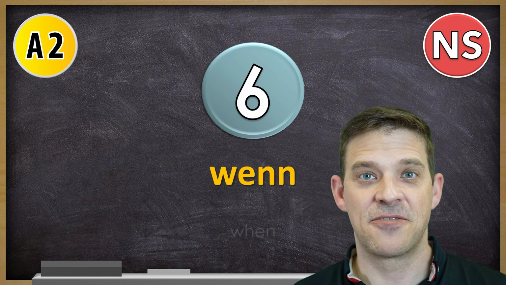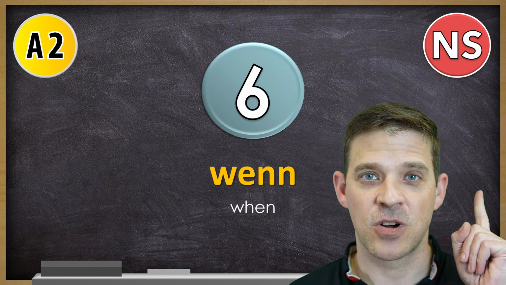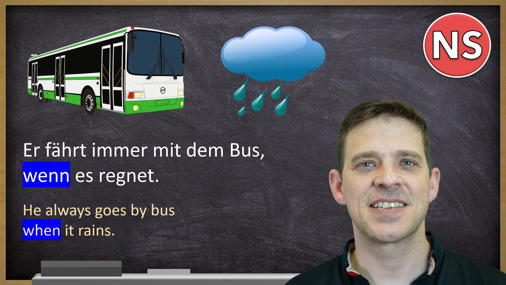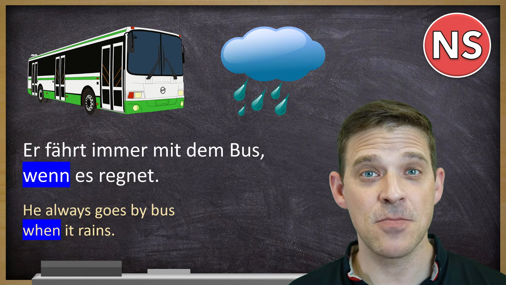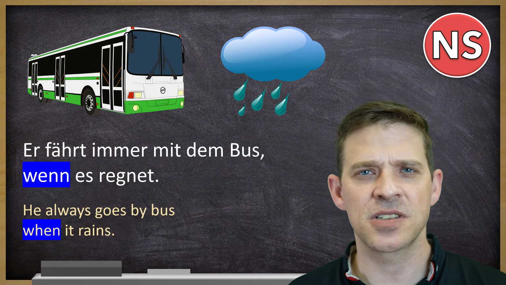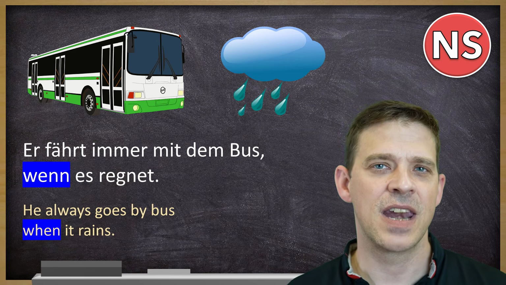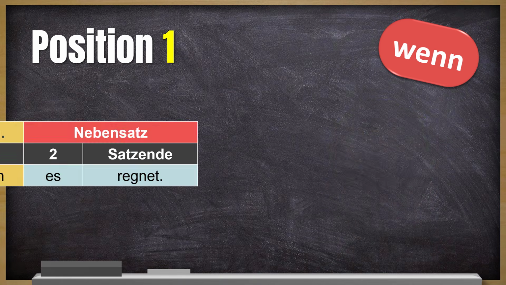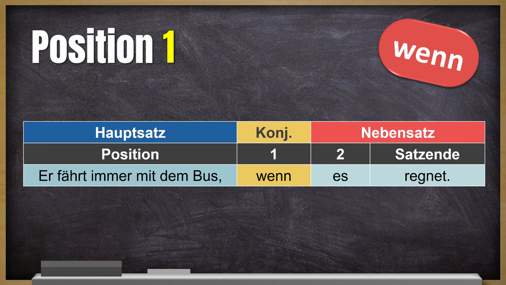Nummer 6, when, auch Nebensatz. Er fährt immer mit dem Bus, wenn es regnet. He always goes by bus, he always takes the bus when it rains. Nebensatz, therefore, Position 1, auch hier. Regnet ist das konjugierte Verb am Satzende.